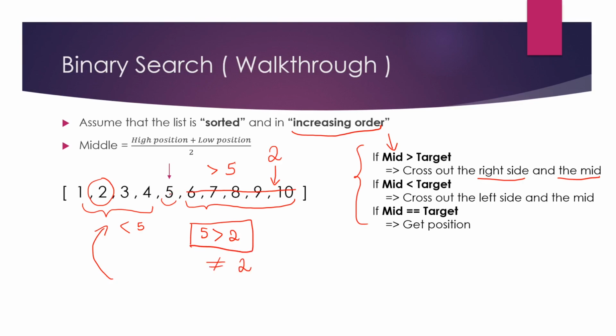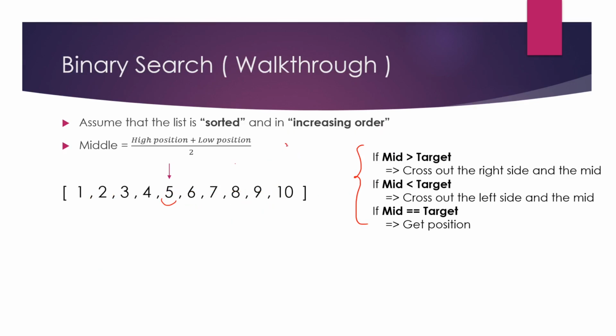So you don't have to check it again, so you also cross it out as well. So now, let's assume your target is going to be 9. You want to search for number 9.